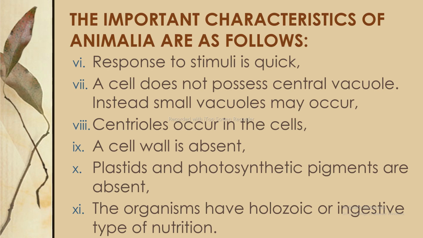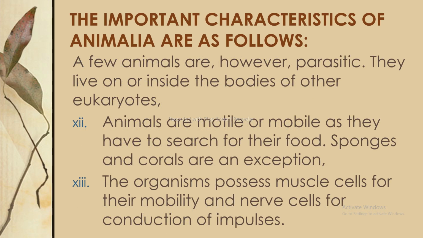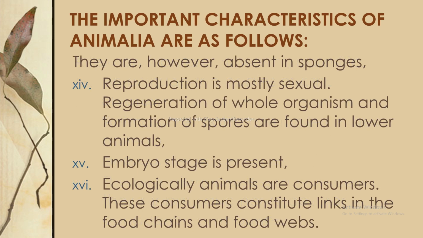The organisms have holozoic or ingestive type of nutrition. A few animals are however parasitic, they live on or inside the bodies of other organisms. The animals are motile or mobile as they have to search for their food. Sponges and corals are an exception. The organism possesses the muscle cells for their mobility and nerve cells for the conduction of impulses. They are however absent in sponges. Reproduction is mostly sexual. Regeneration of whole organism and formation of spores are found in lower animals. Embryo stage is present. Ecologically, animals are consumers. These consumers constitute links in the food chains and food webs.